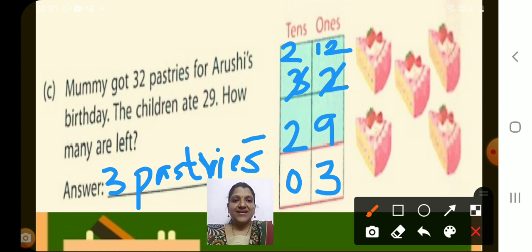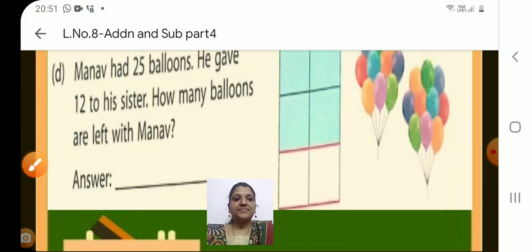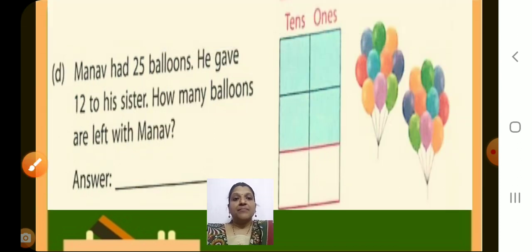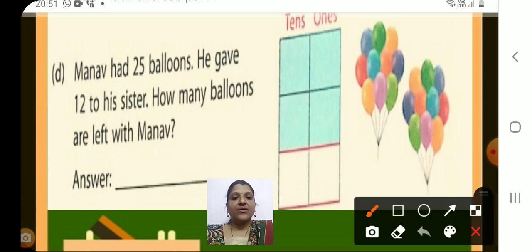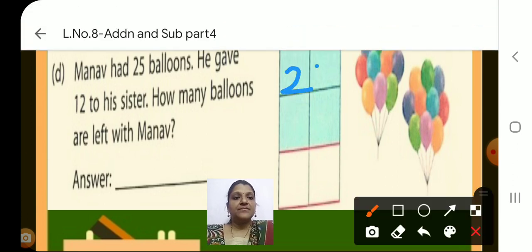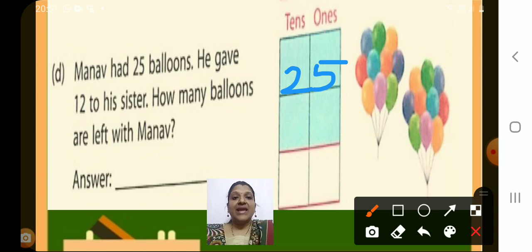Okay, children? Let us take the next example. Manav had 25 balloons. Let's write 25 over here. He gave 12 to his sister. How many balloons did he give? 12. How many balloons are left with Manav? To find this out, we have to do subtraction.